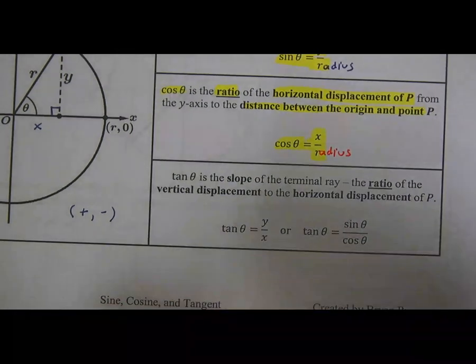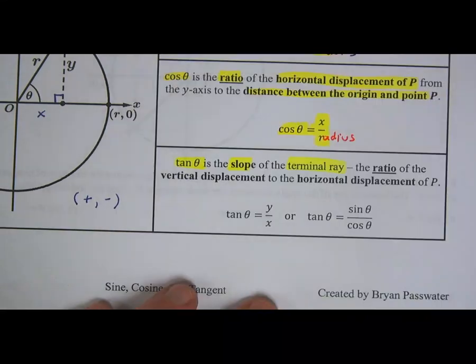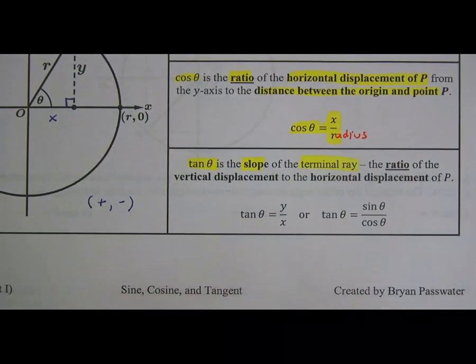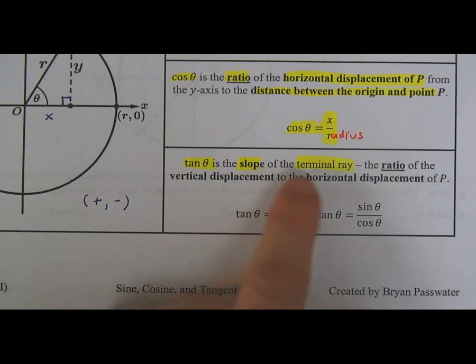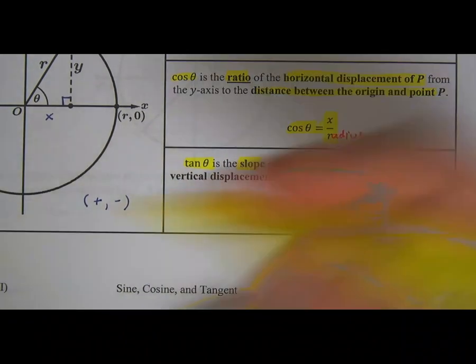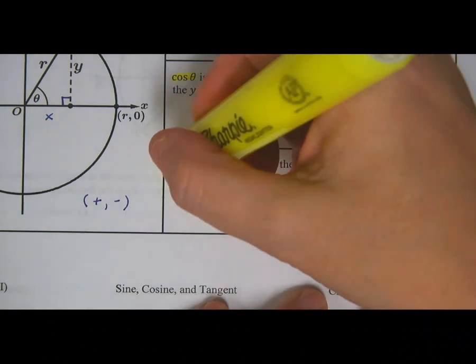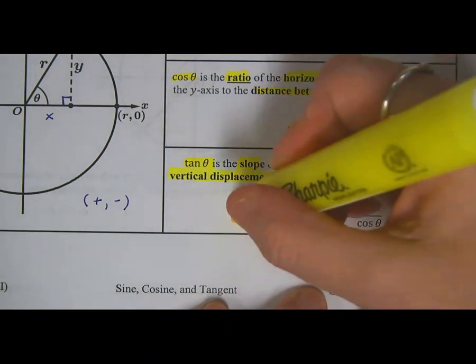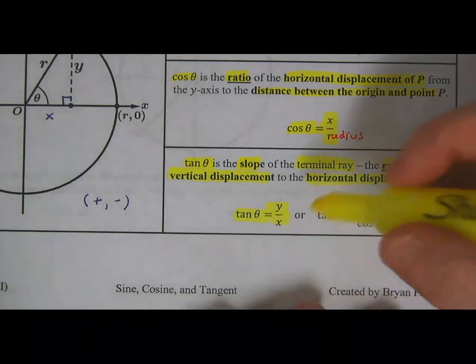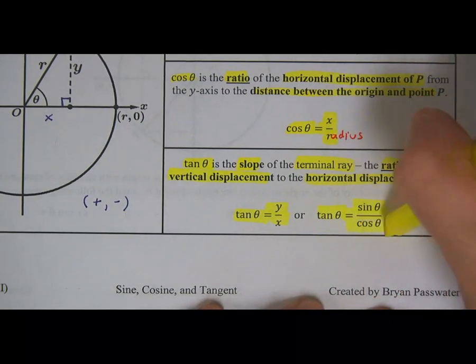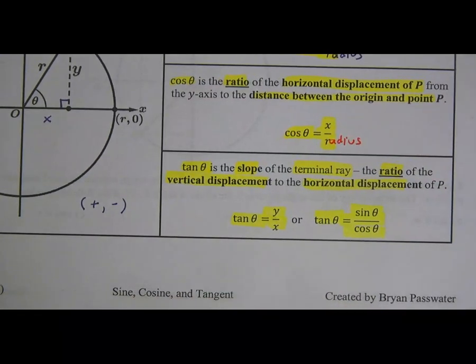And then tangent is the slope of the terminal ray. That's going to become really important for you in one of the problems that we do in our notes today and on a test question. Tangent of theta is just the slope of the terminal ray. It's the ratio of vertical to horizontal. So look at your formulas there. Tangent theta is just the y distance over the x distance. Tangent is therefore equal to sine over cosine.